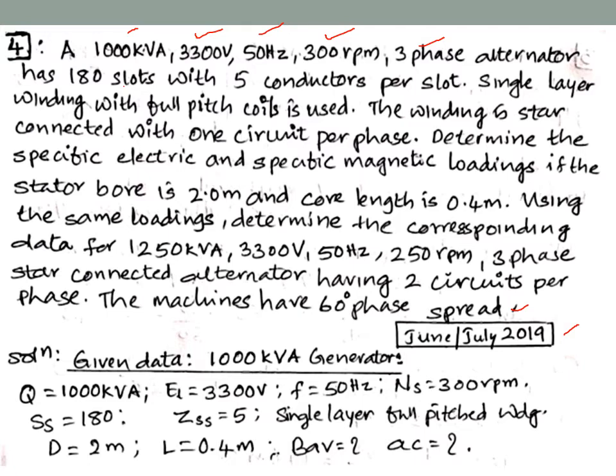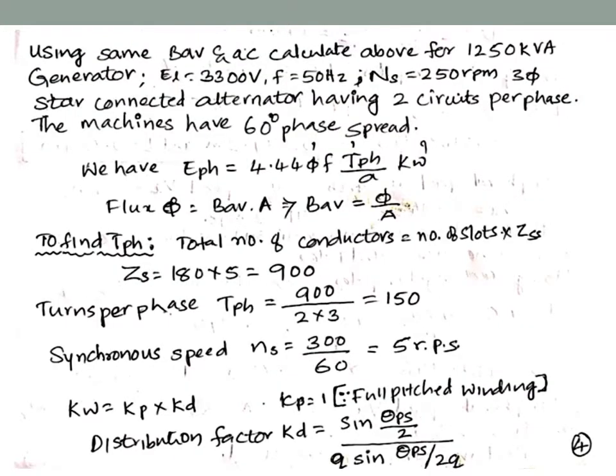So given data for the 1000 kVA machine that you note down: 1000 kVA, line voltage 3300 volt, F is 50, NS is synchronous speed 3000 RPM, number of slots 180, conductors per slot 5, single layer full pitch winding, diameter 2 meter, L 0.4 meter. We have to find out B average and AC. So using the same B average, calculate the above for the 1250 kVA generator. This is also part of the problem.